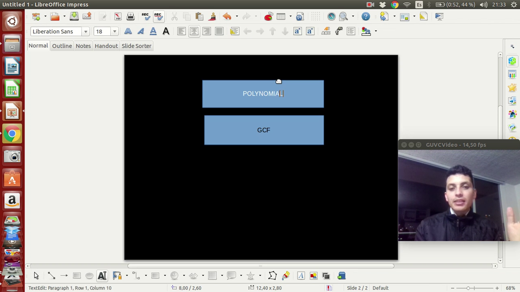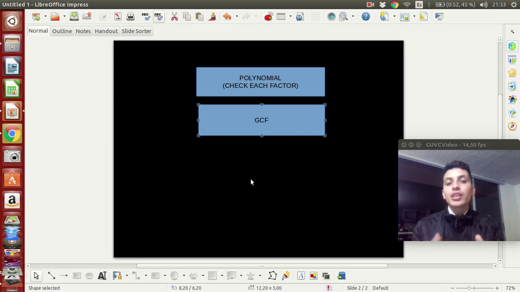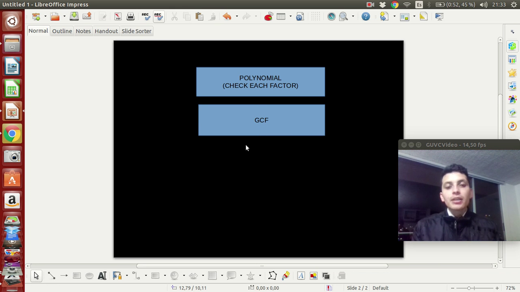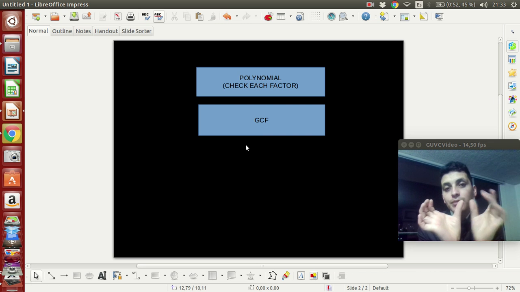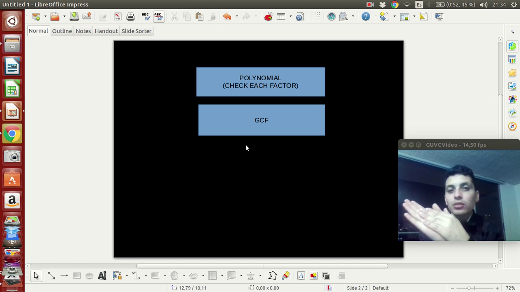Now, after you find out the GCF, the key in this polynomial is always to check each factor. Okay, so we're factoring the polynomial. If we get two factors, check this factor, finish it, and then check this factor and finish it. Factor it completely. When you have the GCF, you have two terms, the GCF and another term. So you go to the GCF, if it's not a monomial, and try to factor. And then go to the other term and check each step.